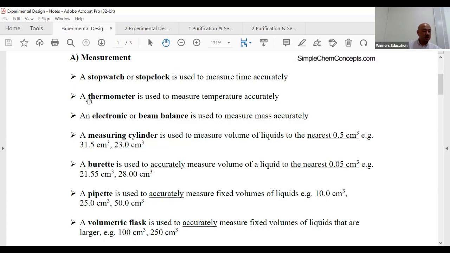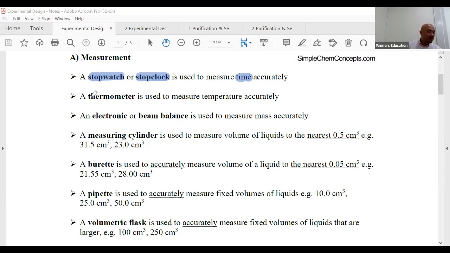Now, first of all, it's called measurement. Very boring at the start, I agree. All right, but each of them is 1 mark in exam. A stopwatch or a stop clock is used to measure time accurately. So what do we use to measure time? A stopwatch, if not a stop clock, consider done. In exam these days or in schools, nobody uses a clock anymore, so it's called a stopwatch, all right?